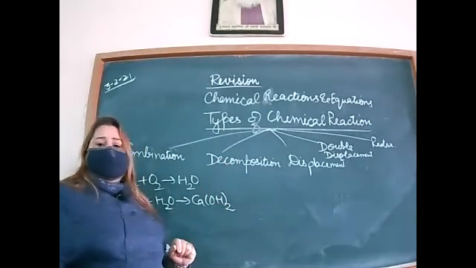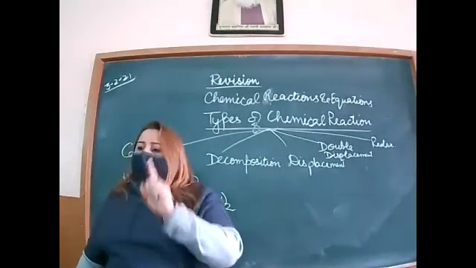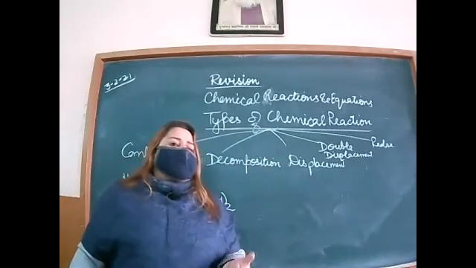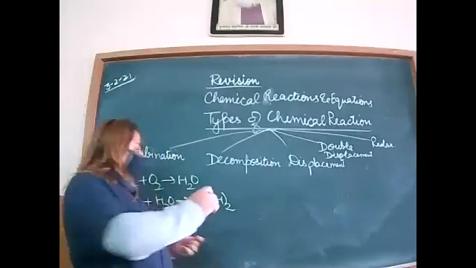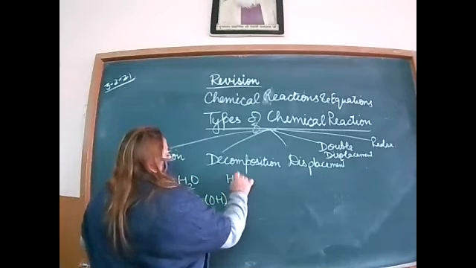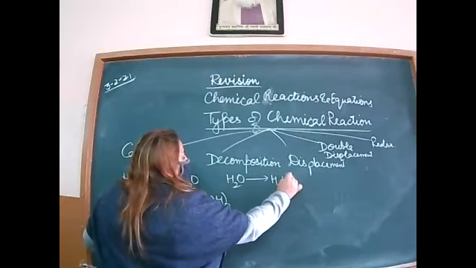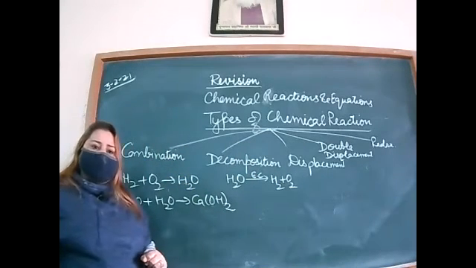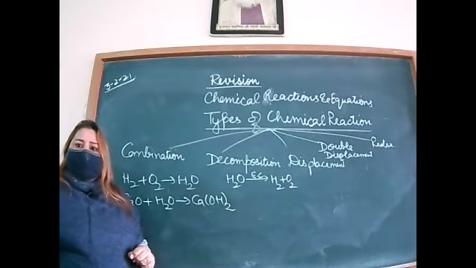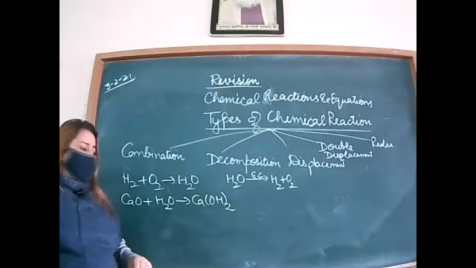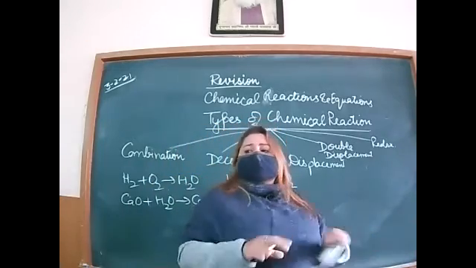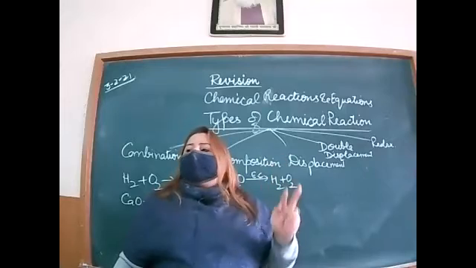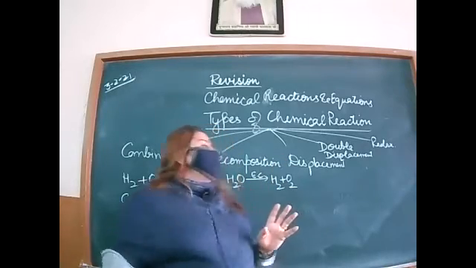What do you mean by the decomposition? When a compound splits up, or breaks down, or dissociates into two or more elements, that is called decomposition reaction. We can write this reaction as H2O giving hydrogen plus oxygen by passing electric current. That is a decomposition reaction. Is it clear? Now, decomposition reaction is of three types: thermal decomposition, photolytic, and electrolytic or electrochemical. Okay?